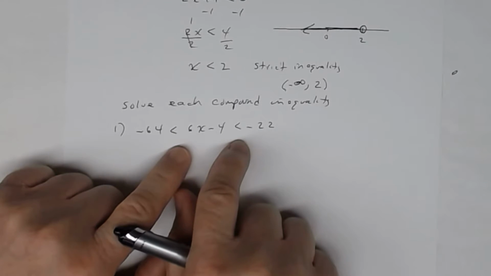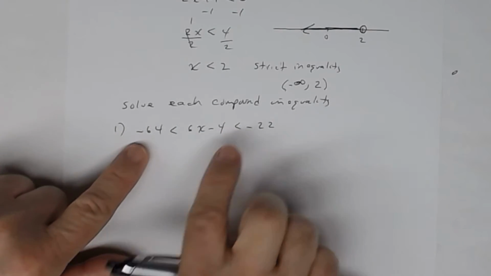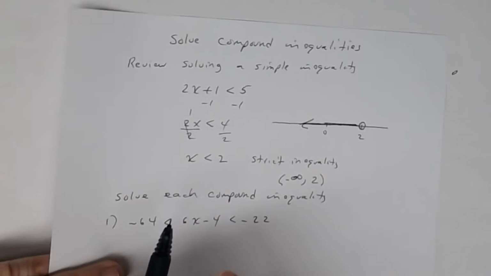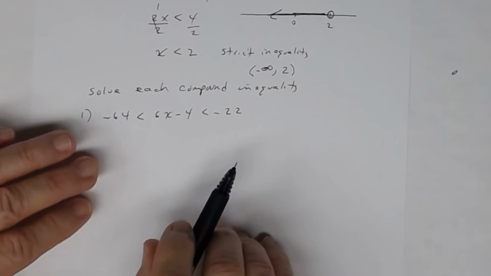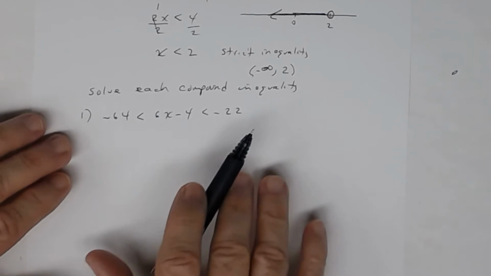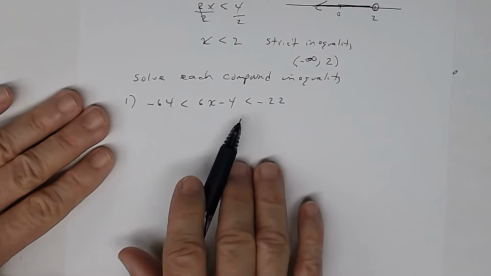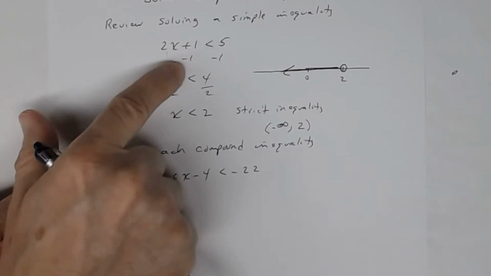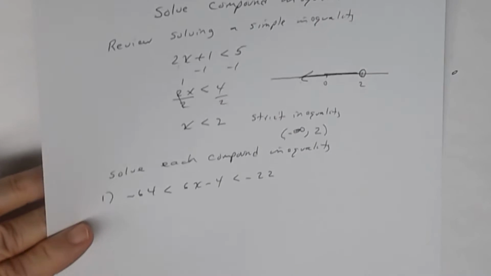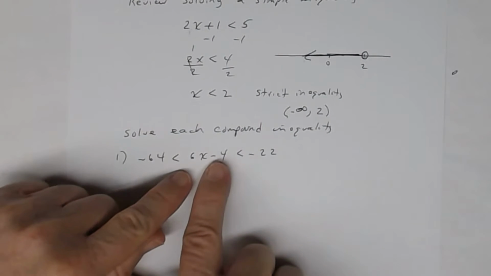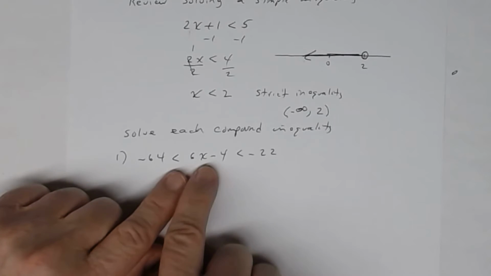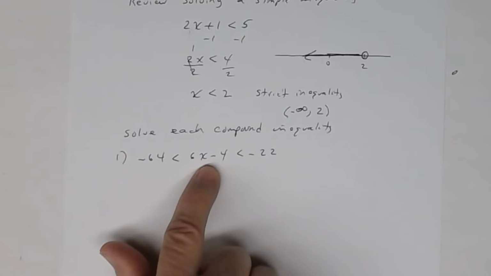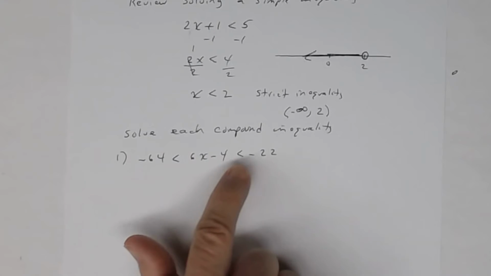Okay, so then the question becomes, well, how do I solve this compound inequality? I know how to solve something that looks like this. That's very simple to solve. But then how would I solve this? Well, there are 2 approaches we're going to take. Now, here's the first approach. The first approach is to rewrite this so that it looks like one inequality symbol. So this is how you'd read this. You would say negative 64 is less than 6x minus 4, and 6x minus 4 is less than negative 22.